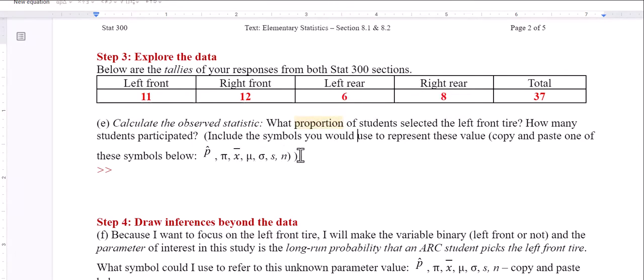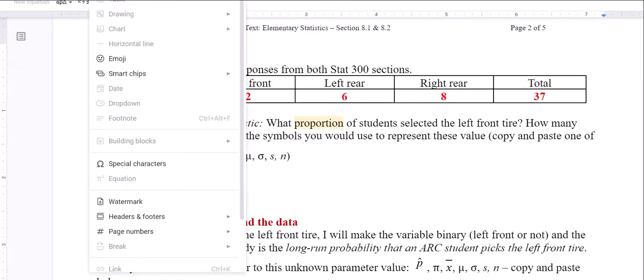So which one represents proportion? P hat and pi. So let me call that actually P. Our book uses P most often. So we can say it's either going to be P hat or P. So the question is then the observed statistic. So which one represents the statistic versus a parameter? And P hat is the statistic, right? So then we're going to say here that P hat is equal to what?